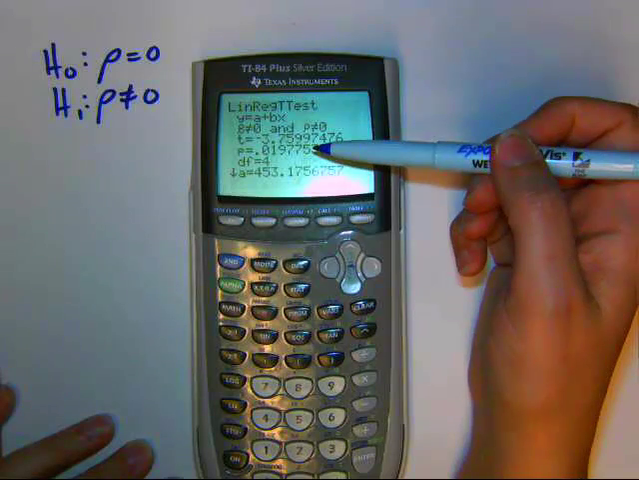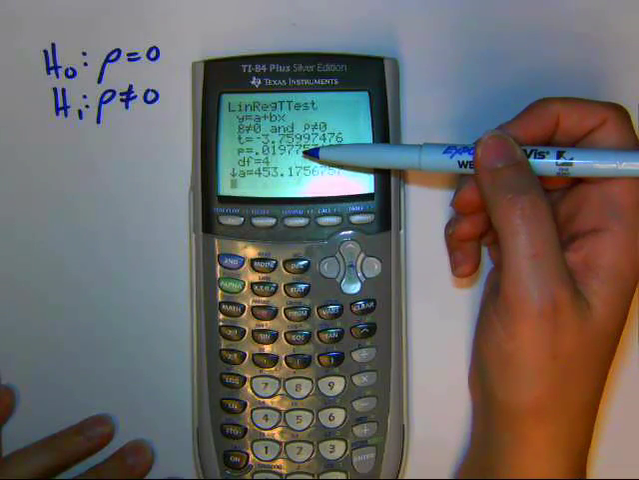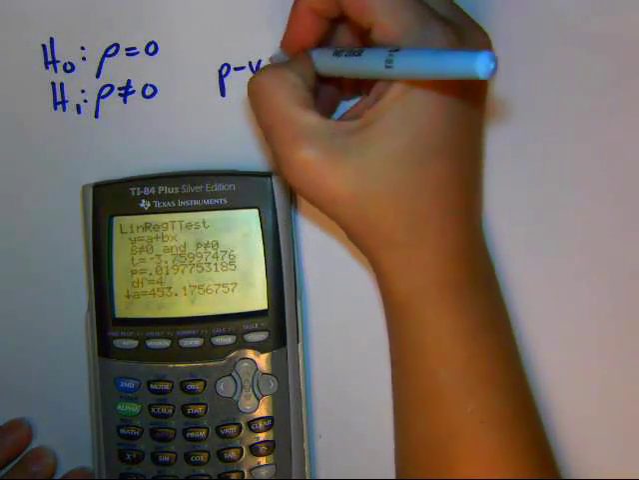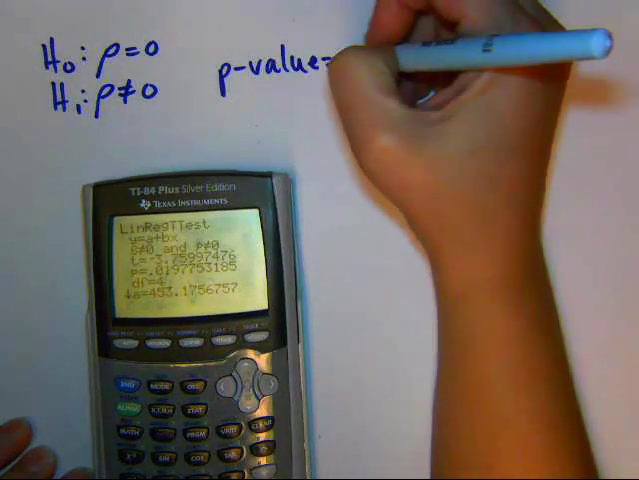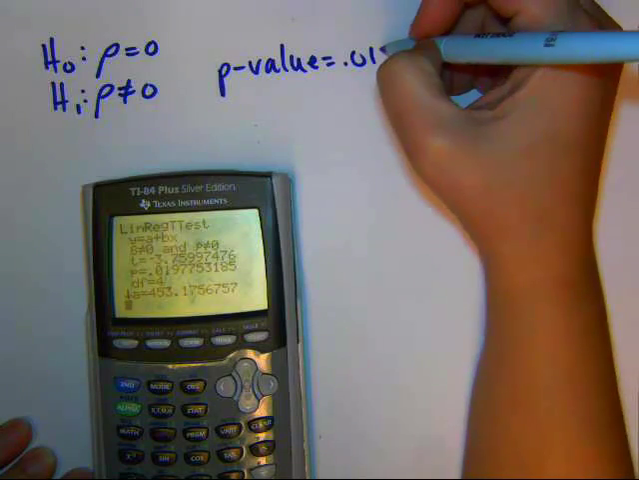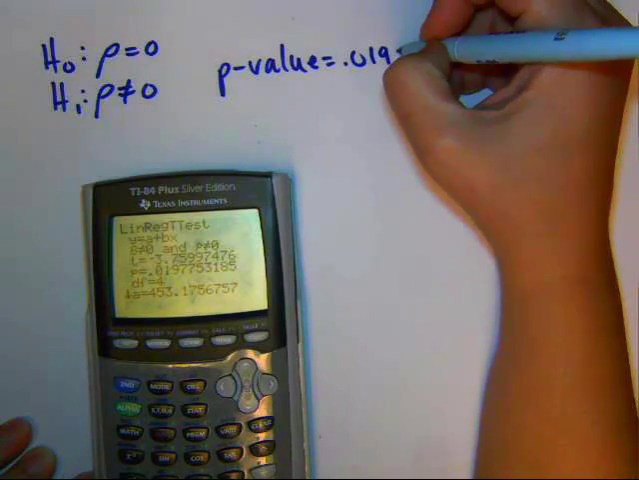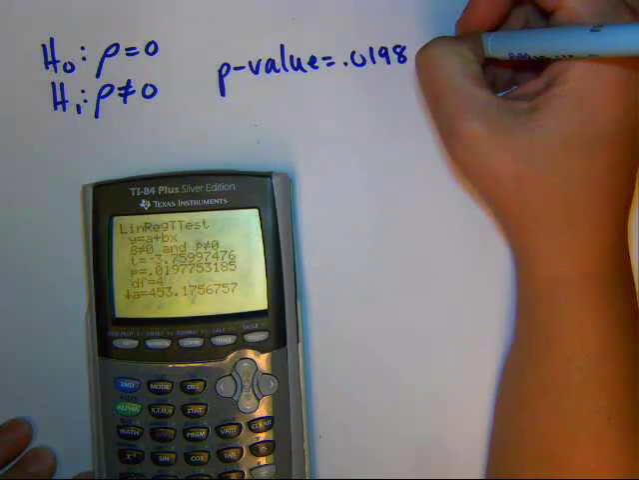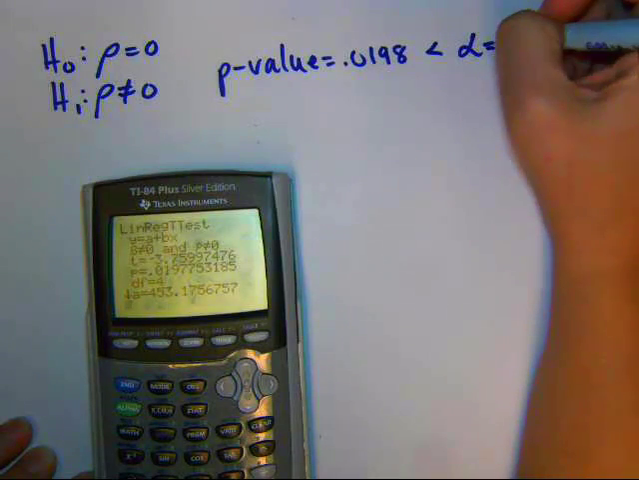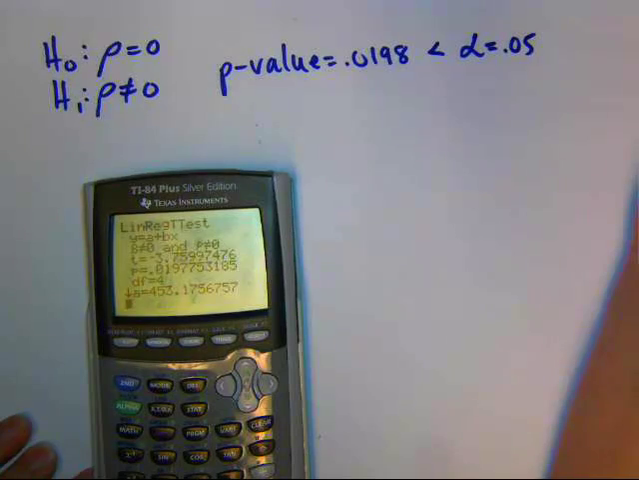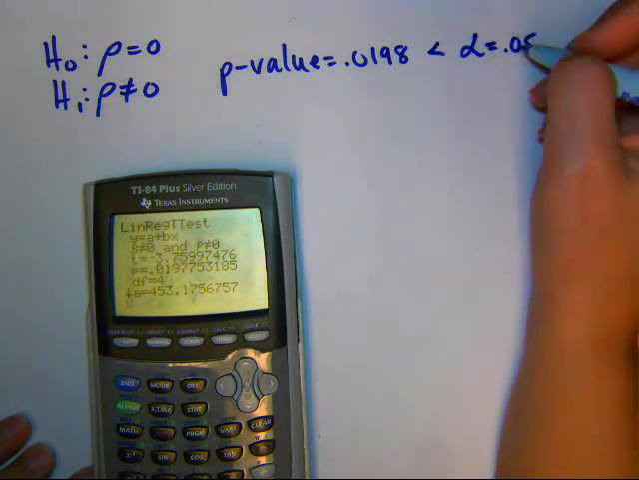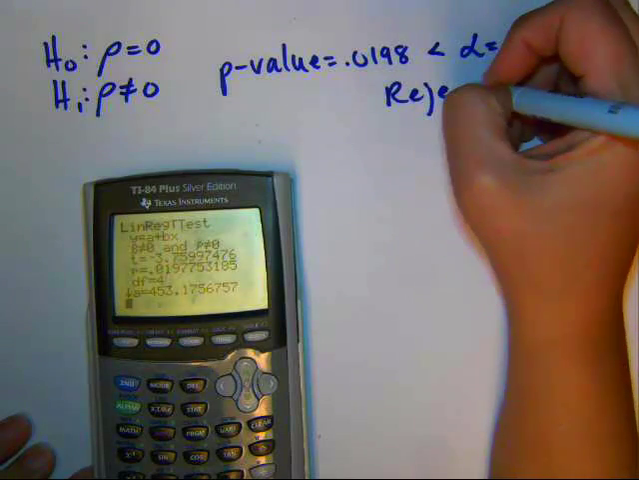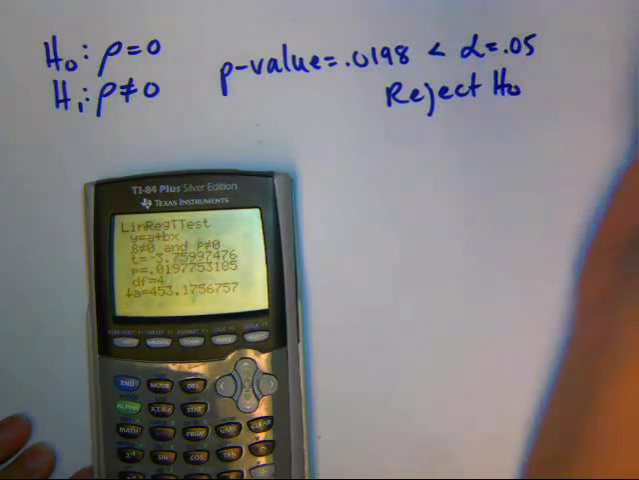There's a couple of ways to do this. I could look at my p-value here. That p-value is less than alpha. I'm using 0.05 because of our 95% in the problem. Usually it is 0.05. Anytime your p-value is less than alpha, you reject H naught. So therefore, there's a significant relationship.